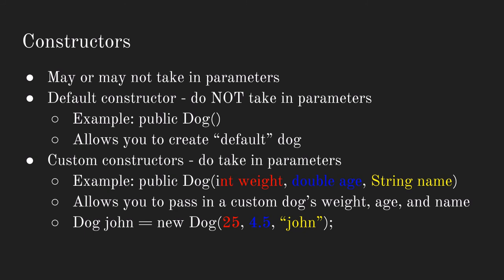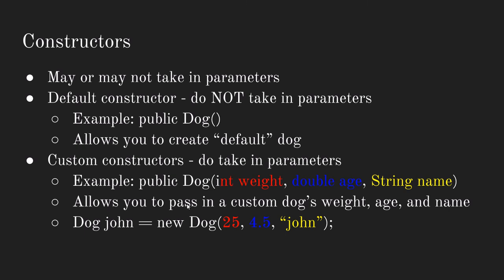Continuing with constructors, they may or may not take in parameters, and a default constructor is one that does not take in parameters. So for example, if the constructor was public dog, then just parentheses, and note that this is how you name a constructor. This will allow you to create a default dog every time you call this constructor or create a new dog object. Whereas a custom constructor does take in parameters. So for example, public dog, int weight, double age, and string name.